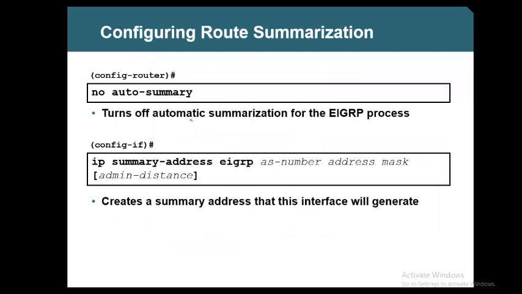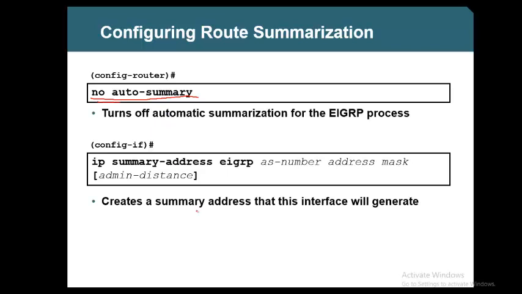Right, auto summarization is like this. If you want to cancel auto summarization, you put no auto-summary. If you want to enable summarization, you put auto-summary. If you want to disable, then you put no auto-summary. This is summarizing to the classful boundaries.